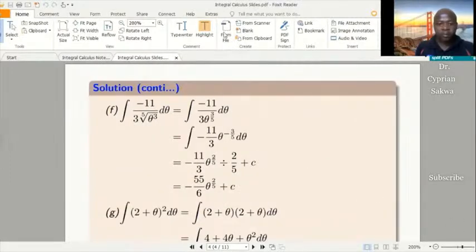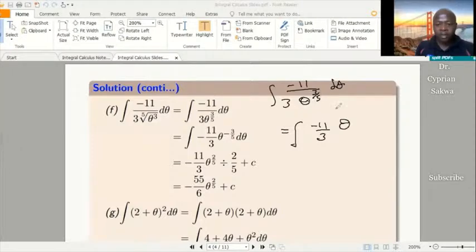Now let's look at this other example. We're just trying to simplify the questions that we have before we work them out. What I'm seeing there is negative 11 out of 3, and this means fifth root, which can be written as theta raised to 3 out of 5. So once you simplify it this way, it becomes easy for you. So this will be the same as the integral of negative 11 out of 3. We can take this theta raised to 3 out of 5 to the numerator. And when that happens, since it's positive in the denominator, the numerator becomes negative.